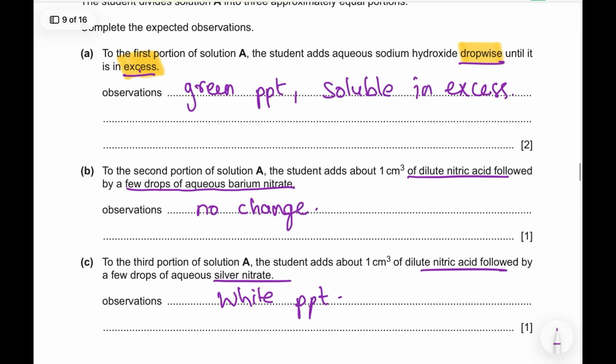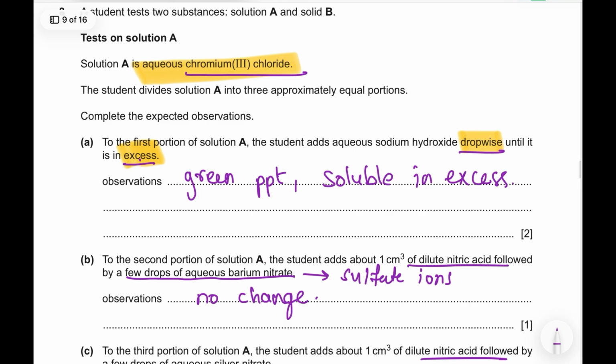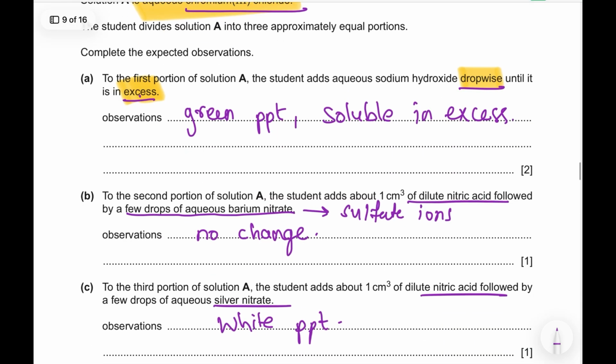Next, to the second portion, the student adds 1 centimeter cube dilute nitric acid followed by a few drops of aqueous barium nitrate. In the above question, we did the test for cation. Now we are supposed to do the test for anion. So here they are doing the dilute nitric acid test with barium nitrate. This test is for sulfate ions. But if you see our compound, we do not contain sulfate ions, we have chloride ions. So even if we perform a test for sulfate ions, there will be no change or no reaction in the solution. So hence we are going to write no change.